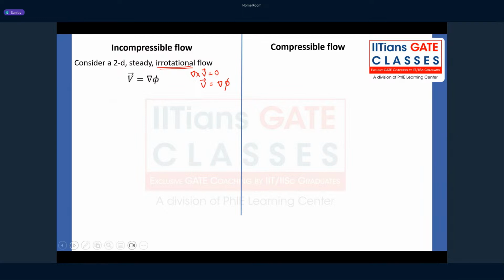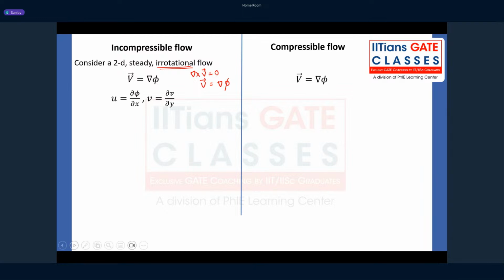So I can say V is equal to grad phi, right? From the irrotationality aspect. Now the same thing is also applicable for a compressible flow, right? It is also applicable for a compressible flow, because we are only saying the flow field is irrotational. We are not saying anything about incompressibility or compressibility. So the phi is equally valid for both compressible and incompressible flow. Okay.